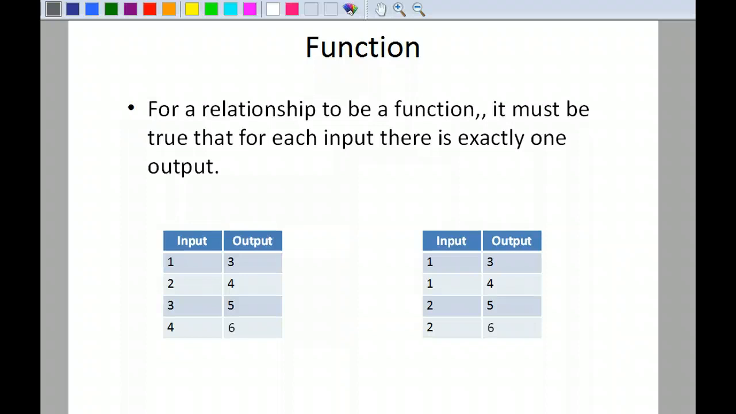So first, let's talk about what a function is. In order for a relationship to be a function, it must be true for each input that there is exactly one output.